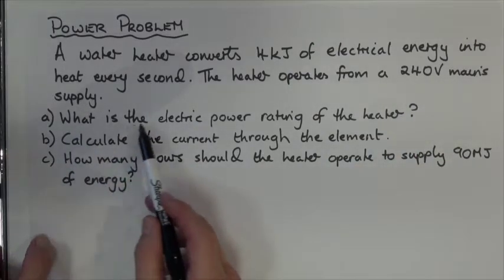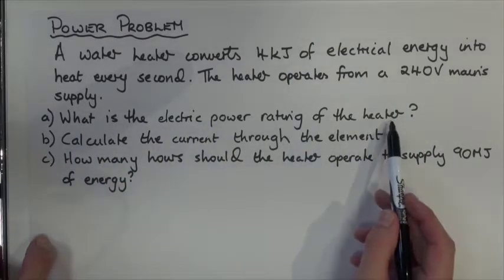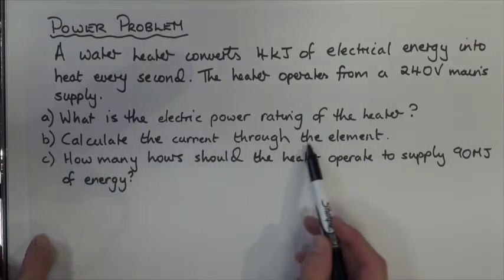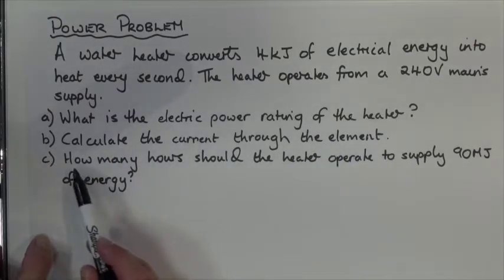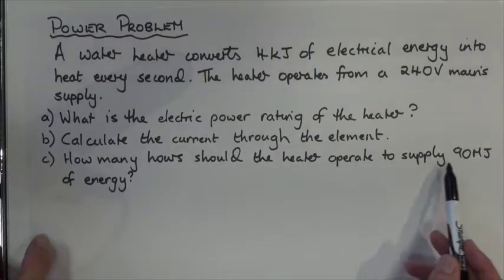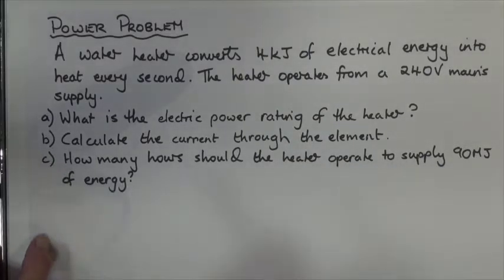So I've got 3 questions. What is the electric power rating of the heater? Calculate the current through the element. And how many hours should the heater operate to supply 90 megajoules of energy?